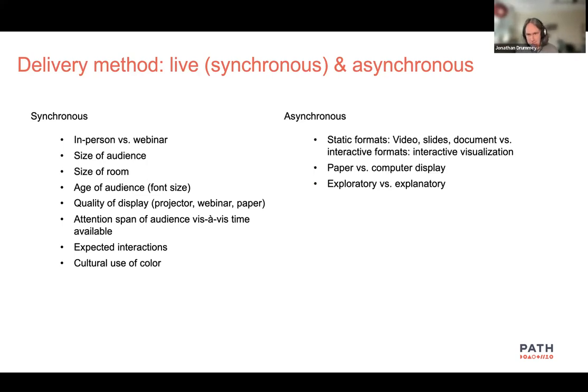And then with asynchronous, that's where there's static outputs. When we're using paper, we can get 1200 dots per inch. Displays are still running at 250 dots per inch max or so, so we can get much higher resolution on paper. Also, are we delivering something that's more of an exploratory visualization to somebody, or are we getting more into that explanatory place with the visualization? So those all change what we're going to do.